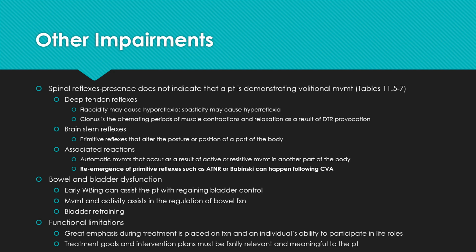Brainstem reflexes, primitive reflexes that alter the posture or position of a part of the body. And so that can be like our ATNRs or our STNRs that we talked about in the pediatric unit. And our associated reactions are automatic movements that occur as a result of active or resistive movement in another part of the body. And the reemergence of primitive reflexes such as ATNR or Babinski can happen following a CVA, and that's important to remember. It does not demonstrate normal motor movement, though, and so we have to figure out how to get the body to reintegrate them.